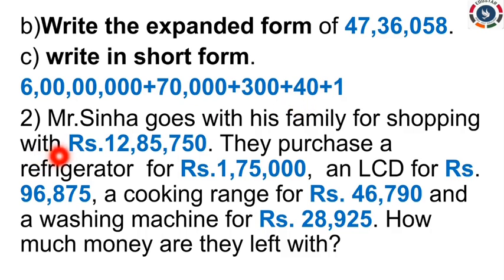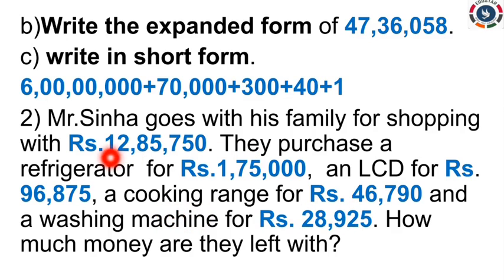Number 2, Mr. Sinha goes with his family for shopping with rupees 12,85,750. Okay, he has this much money. They purchase a refrigerator for rupees 1,75,000 and LCD for rupees 96,875. A cooking range for rupees 46,790 and a washing machine for rupees 28,925. So how much money are they left with?